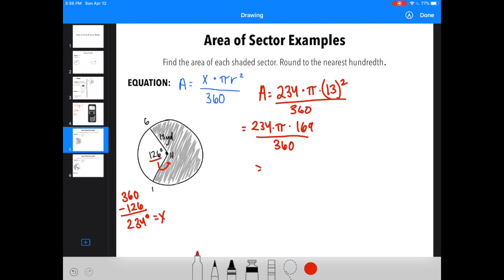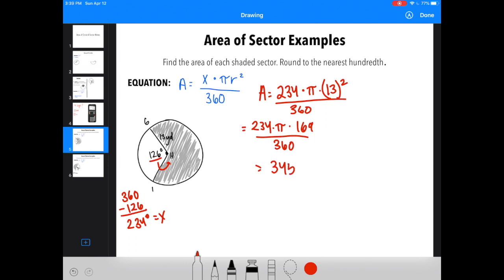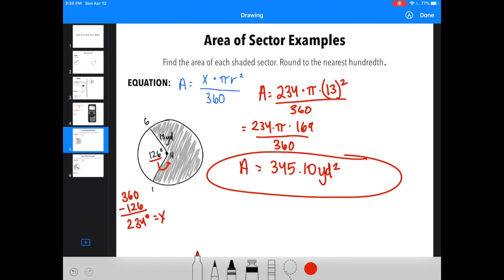169 times 234 gives me 39,000 times pi gives me a real big number divided by 360, and my final answer is 345.10 yards squared, and that is the area, the amount of space that section in the circle is taking up.